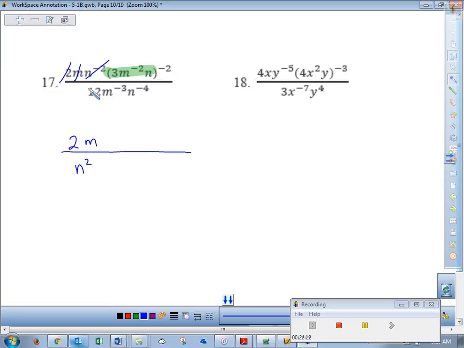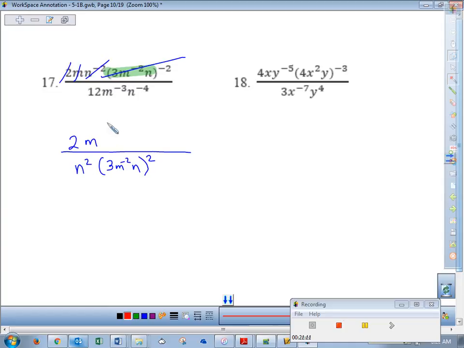Now here's my big nugget of a group. Does that group stay or move? So the whole group, I'm just keeping it the same in there, that 3m to the negative second n. I'm not changing that at all. All I'm changing is this negative 2 is now a positive 2 for an exponent. You with me on that? Then I cross him out. I've used that group.